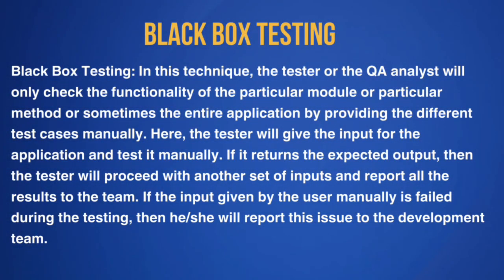Black box testing. In this technique, the tester or the QA analyst will only check the functionality of the particular module or particular method, or sometimes the entire application, by providing different test cases manually. Here, the tester will give the input for the application and test it manually. If it returns the expected output, then the tester will proceed with another set of inputs and report all the results to the team. If the input given by the user manually fails during the testing, then he or she will report this issue to the development team.